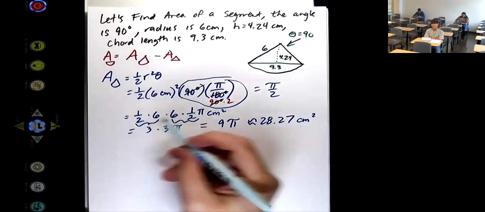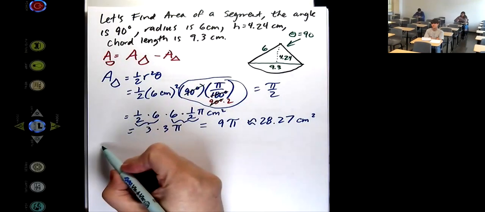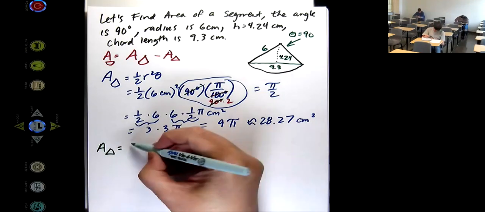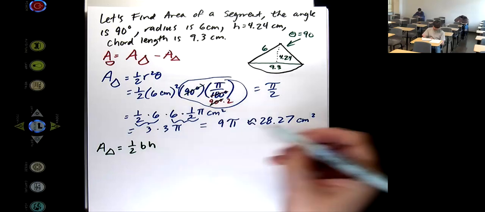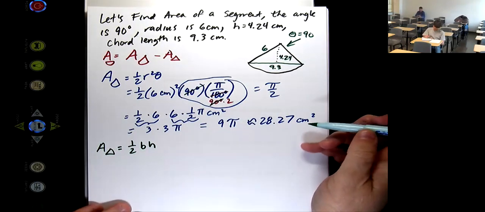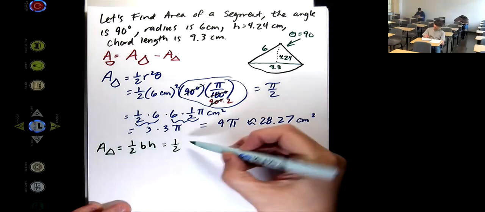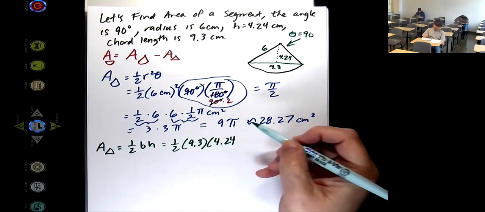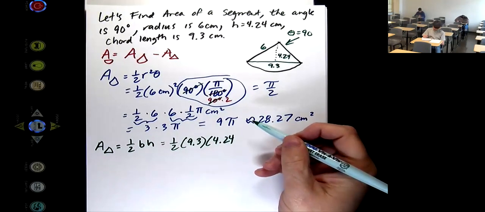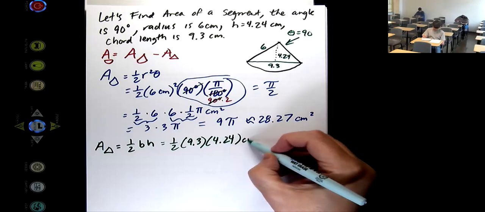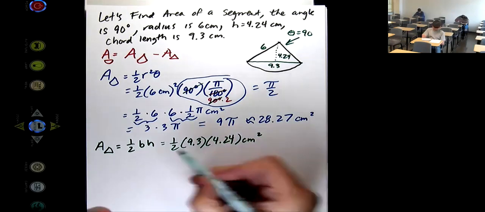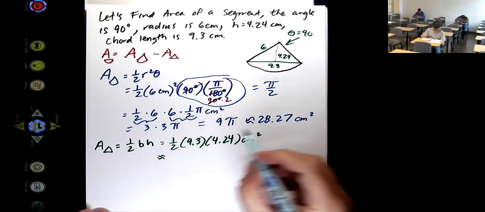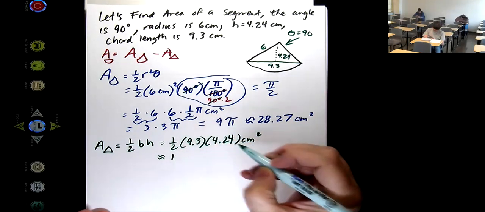All right, so that was the sector. Now we need to find the triangle. It's 1/2 base times height. We just did this one. This ends up being centimeters squared also. And when you throw that in a calculator, that is 19.72.